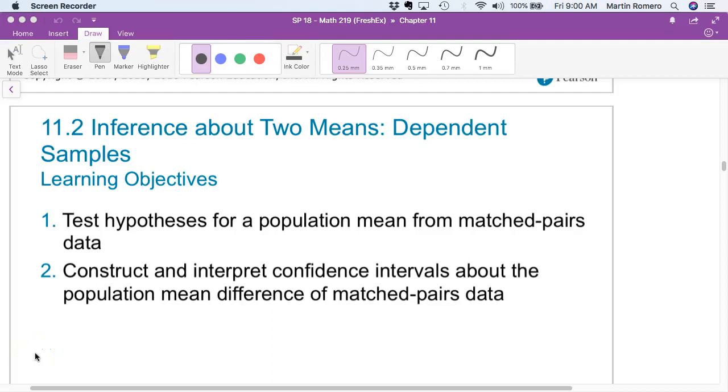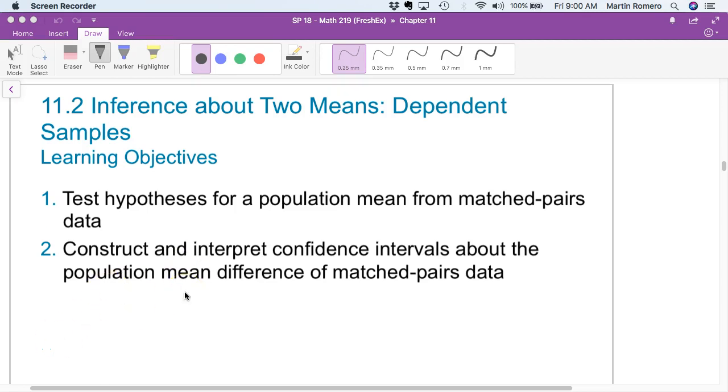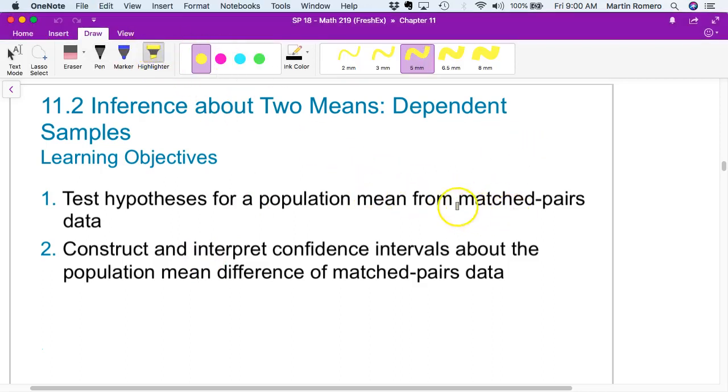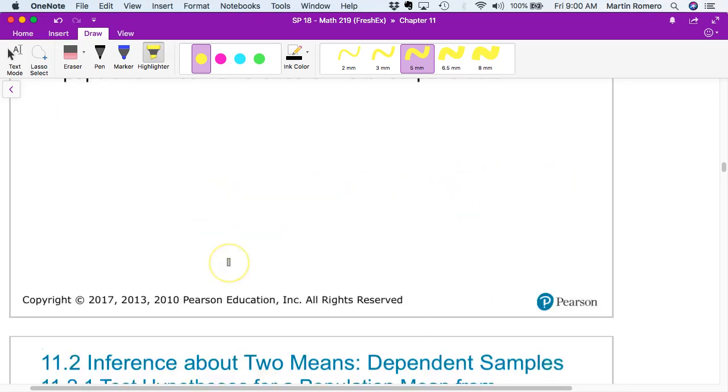This video is for chapter 11.2, part 1. We're going to run a hypothesis test and a confidence interval again, but this time we're going to compare two populations in a matched pair style.